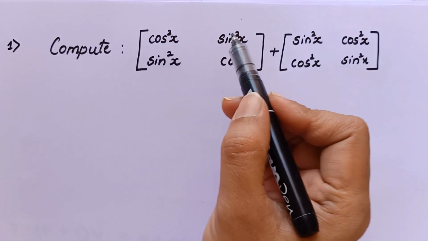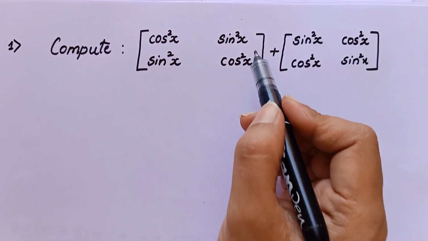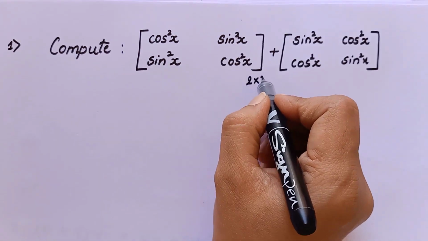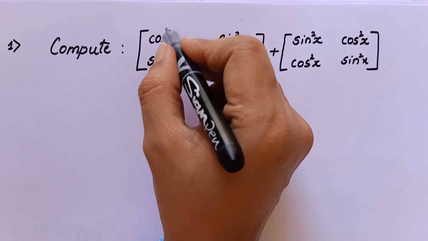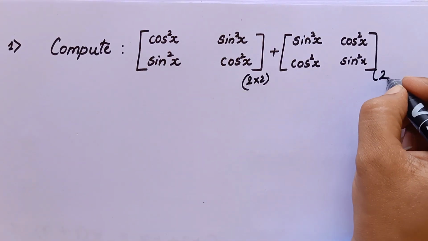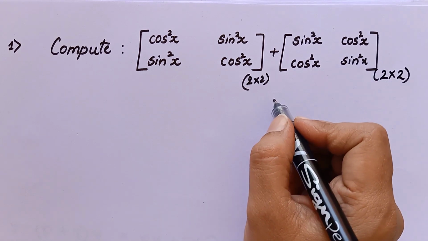Compute the matrix [cos square x, sin square x; sin square x, cos square x] plus [sin square x, cos square x; cos square x, sin square x]. We have got two matrices to add here. Note that the order of the two matrices is equal. The first one has order 2 by 2 and the second one also has 2 by 2, the same number of rows and columns. So you can add these matrices.